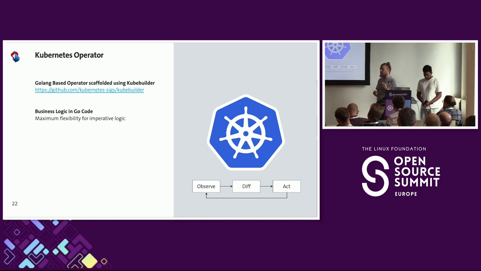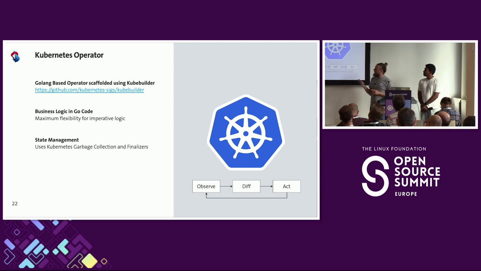The business logic will be written in code, in our case in Go code, that will give us maximum flexibility in what we do because it's code, right? We also need to be responsible because we can also make it more complex. But yeah, for this example, it's definitely fine. State management: since we're interacting with Kubernetes resources, we can use the Kubernetes garbage collector and finalizers. That's standard ways to interact with Kubernetes resources for deletion and all that stuff.